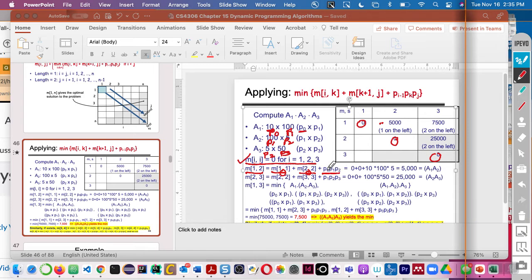So this is the formula. I will write the complete formula. I showed the formula a few minutes ago, and this is the formula. So p0 times p1 times p2. p0 is 10, p1 is 100, p2 is 5, right? So 10 times 100 times 5 equal to 5,000. This value 5,000 goes over here. Now do you understand how to calculate this one?